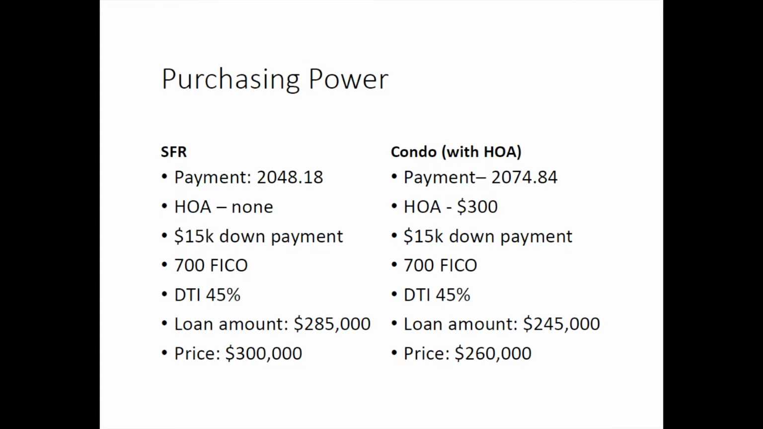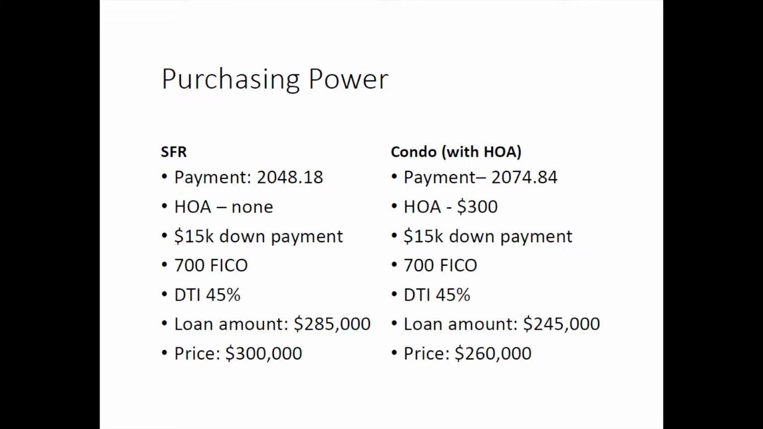So when you compare the two, the first thing you take a look at is the payment, right? So how we qualify, as I've said in the past, is through your mortgage debt and any other debt that you may have, the minimum monthly payments. In this case, we're going to take a look at just the mortgage monthly payment. So for a single family residence, I came up with $2,048.18, and for a condo it's $2,074.84. So I'm pre-approving them to about 45% debt to income ratio.